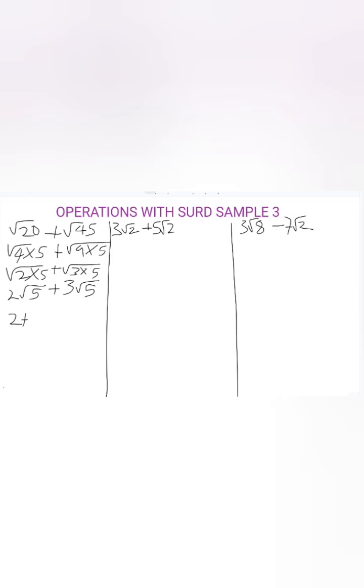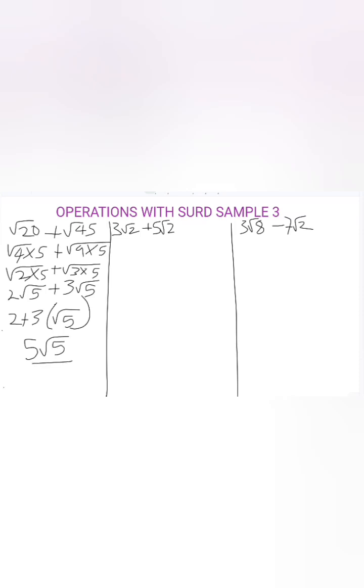2 plus 3, open bracket, square root of 5, you pick one of the 5s, root 5, close bracket. So 2 plus 3 is 5, right? So your final answer is 5 root 5. This is our final answer for this one.